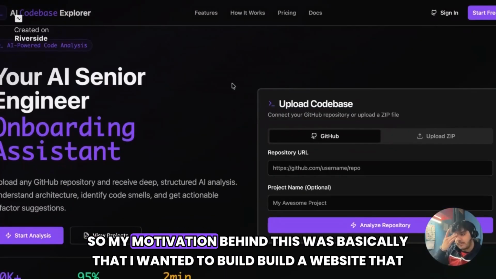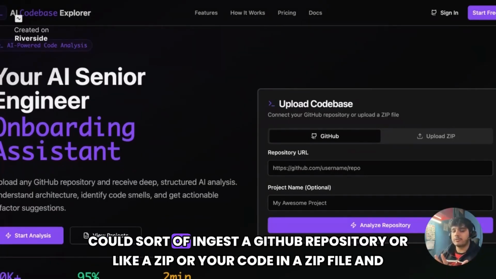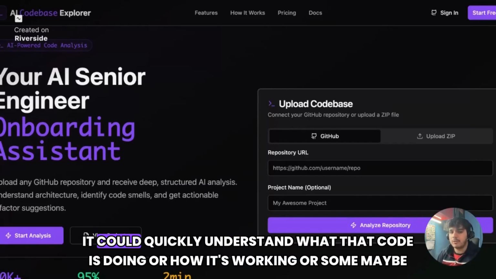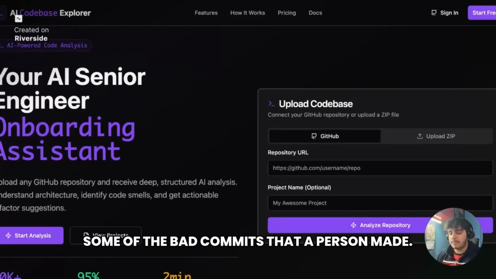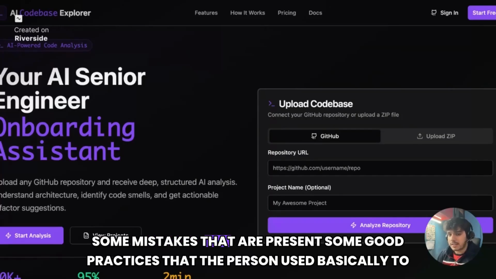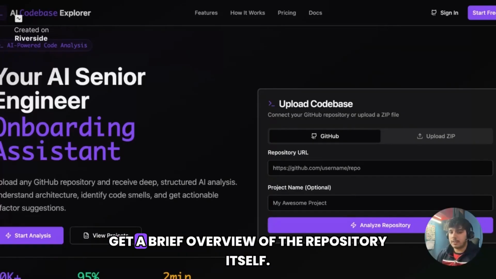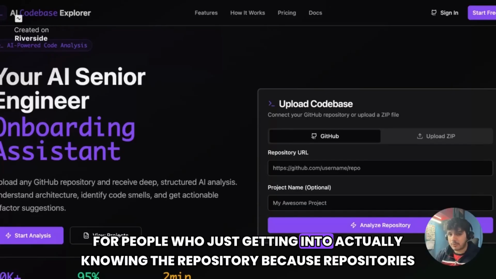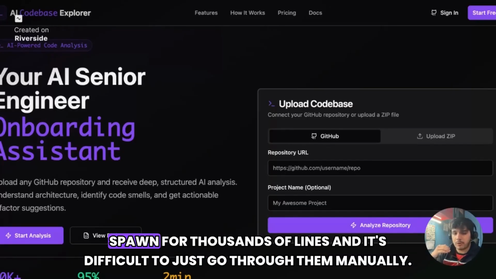My motivation behind this was basically that I wanted to build a website that could ingest a GitHub repository, or your code in a zip file, and quickly understand what that code is doing, how it's working, maybe some of the bad commits that a person made, some mistakes that are present, some good practices that the person used. Basically to get a brief overview of the repository itself for people who are just getting into knowing the repository, because repositories span thousands of lines and it's difficult to just go through them manually.